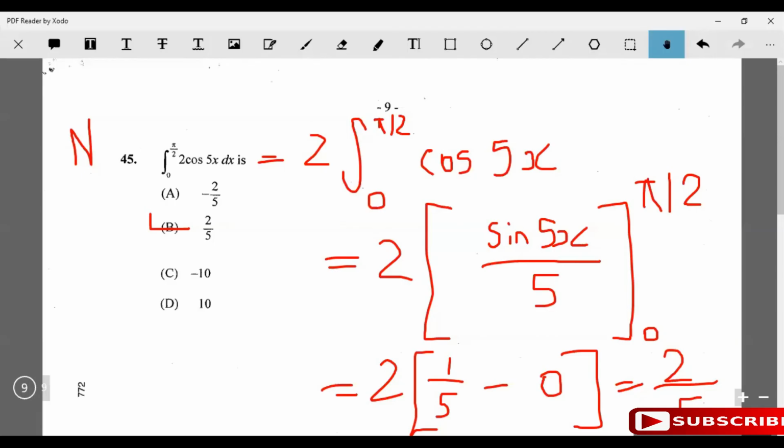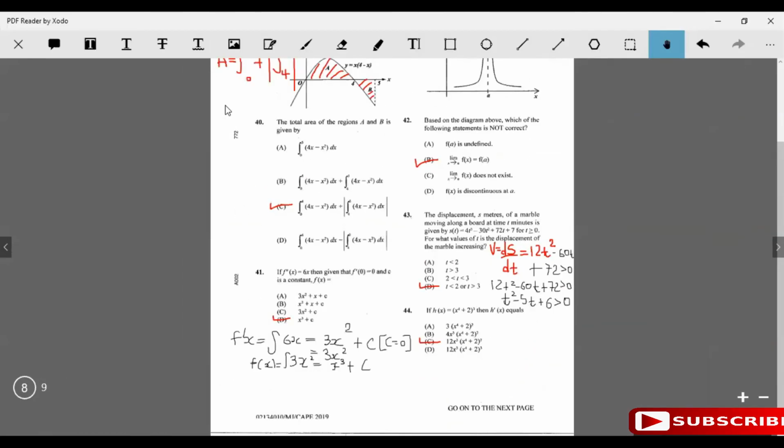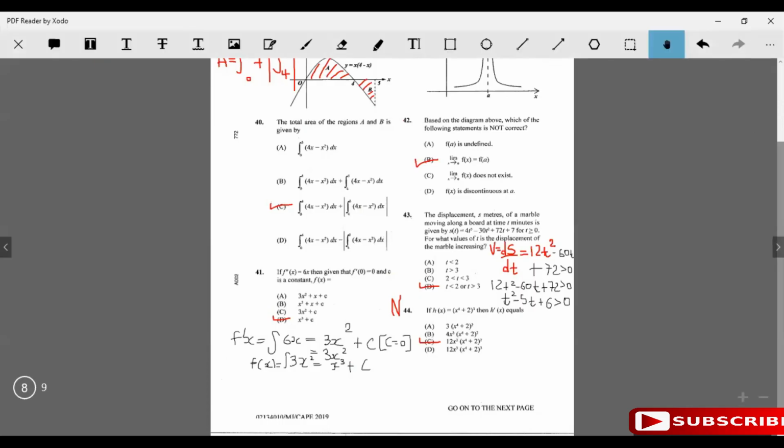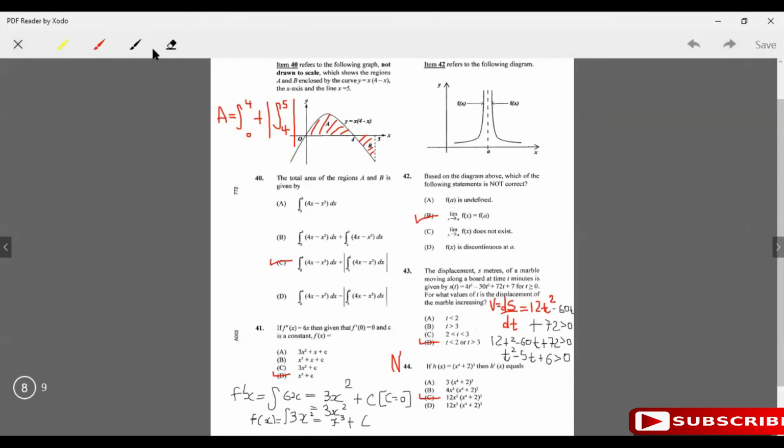That's it for the 2019 paper. As we can see, lots and lots of new questions. Because there were so many new questions, it took a bit of time for us to do it.